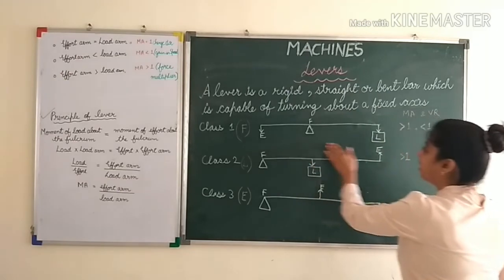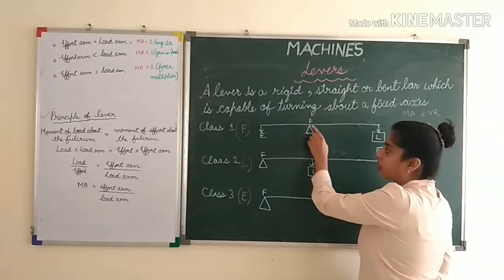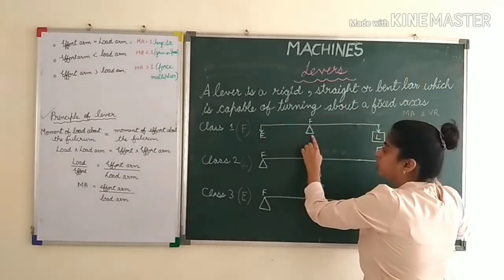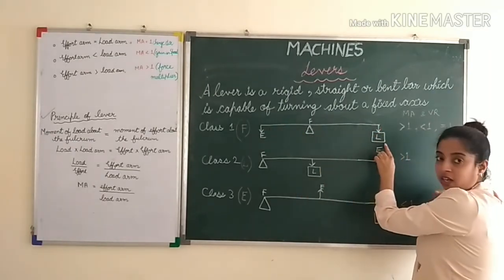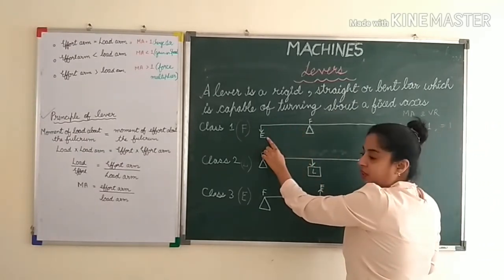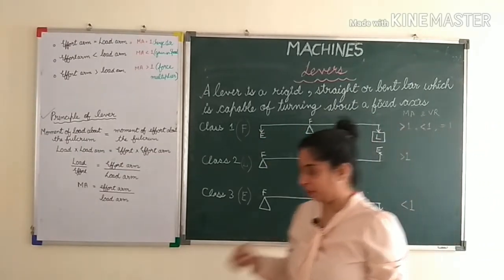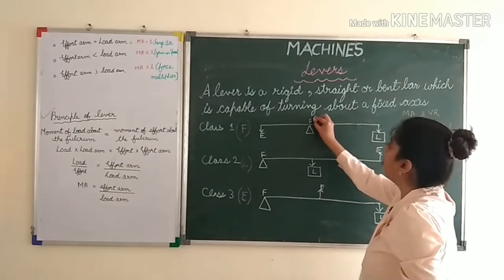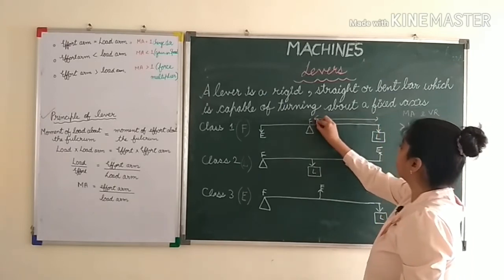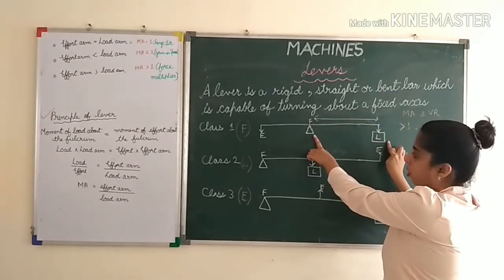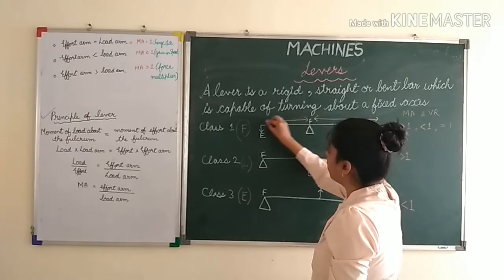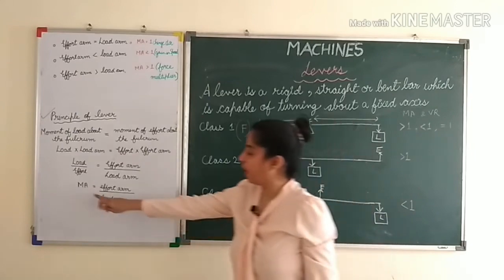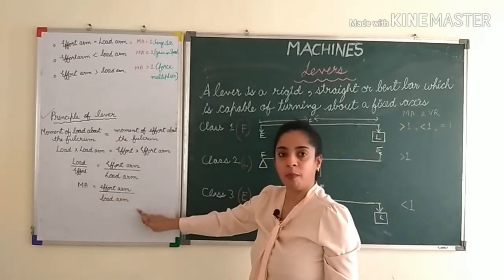Now, see in this lever, okay, we have a fulcrum, that is a fixed point about which the lever turns. So, this is the fulcrum, this is where I have hanged the load, and this is the effort. This is the point where I have applied effort. So, now the distance from fulcrum to the load is called load arm. Okay, and the distance from fulcrum to effort is called effort arm.